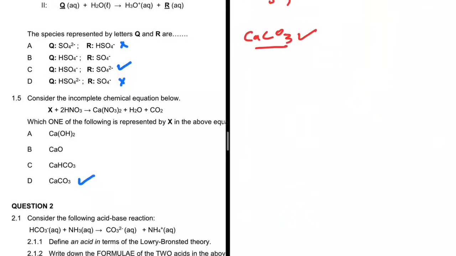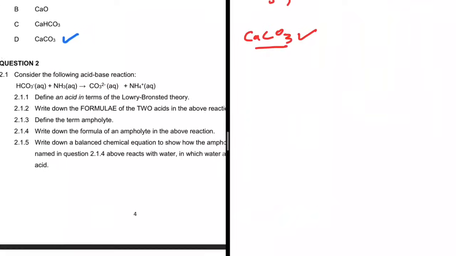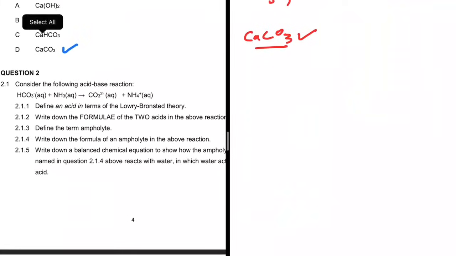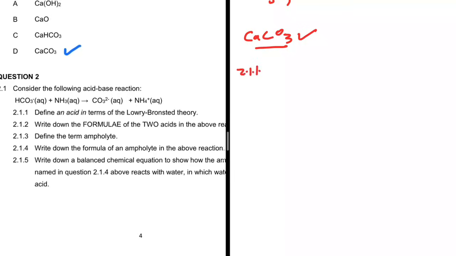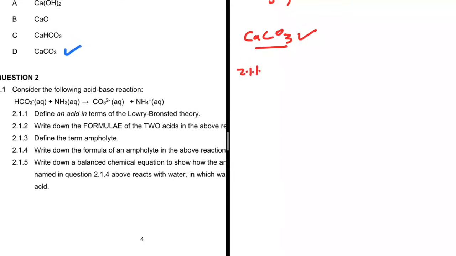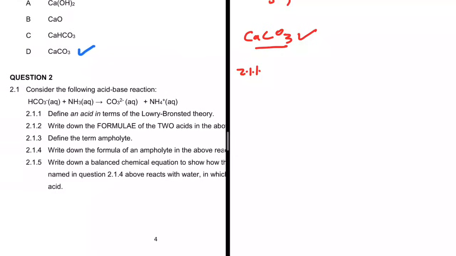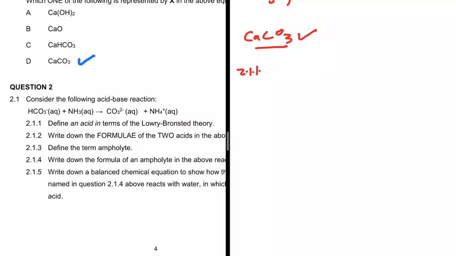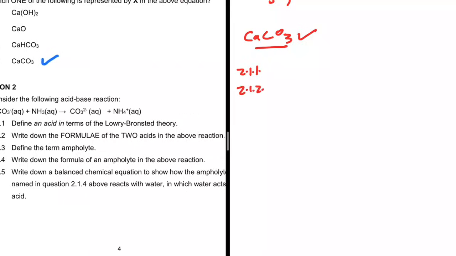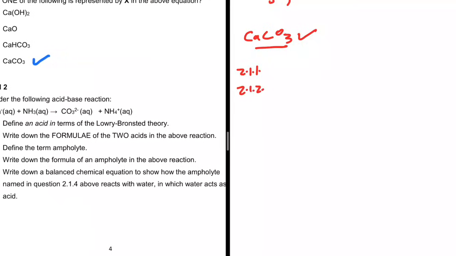Question 2: consider the following acid-base reaction. And then 2.1.1, define an acid in terms of the Lowry-Brønsted theory. The Lowry-Brønsted theory is the easy one. An acid is a proton donor. Proton donor, and then we have 2 marks, 1 mark for one word. Okay, that is 2.1.1. Then 2.1.2, write down the formula of the 2 acids in the above reaction.